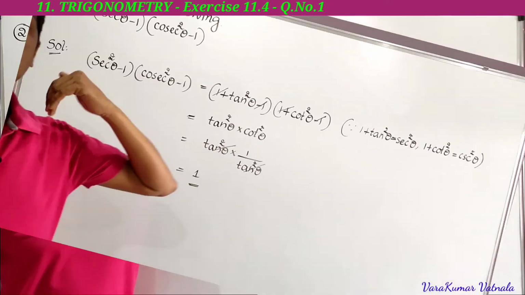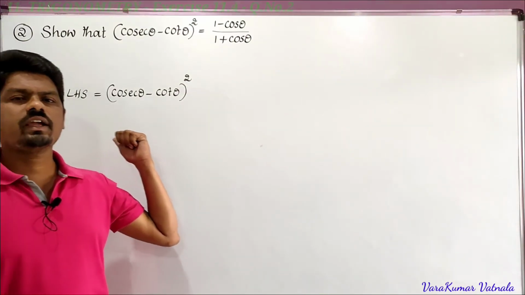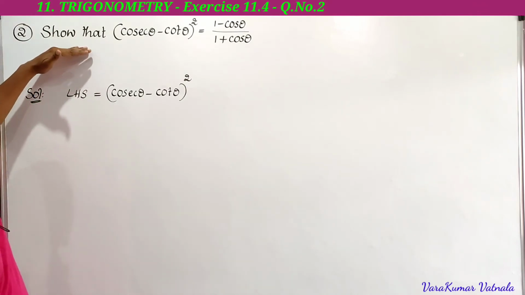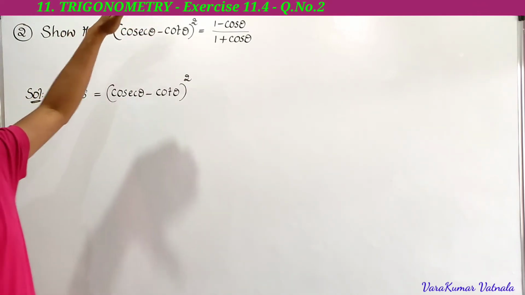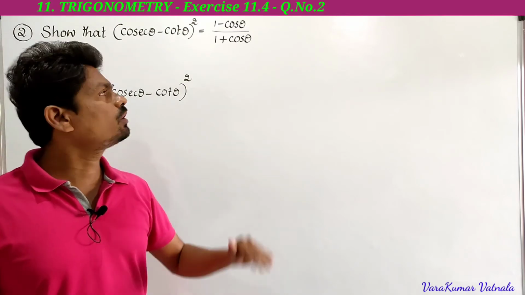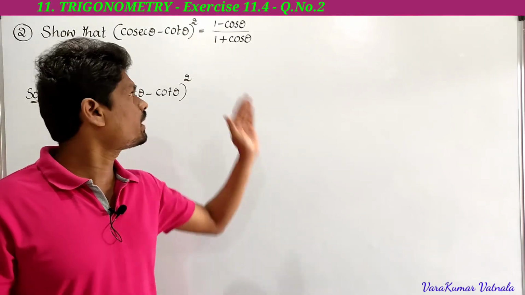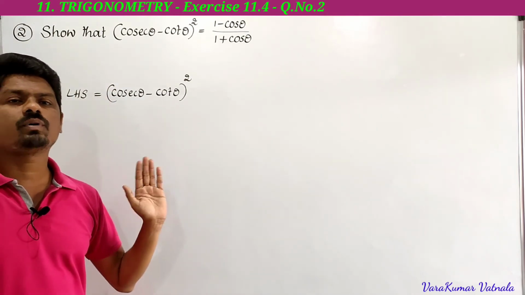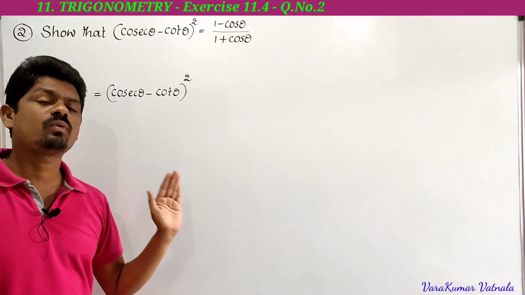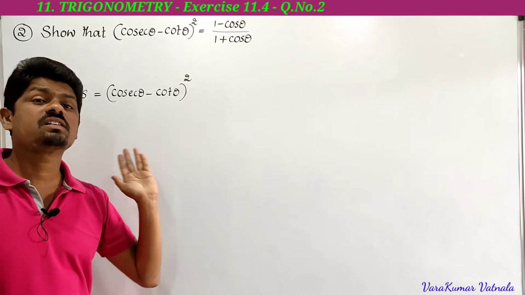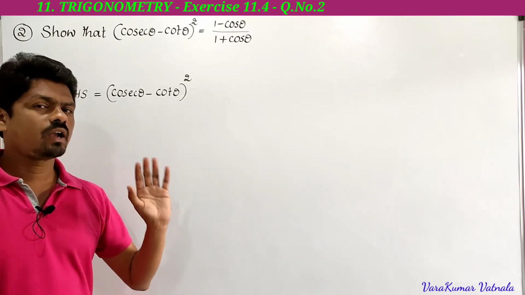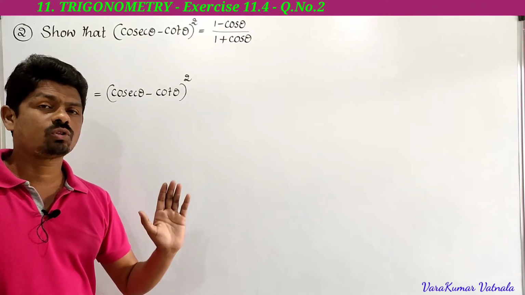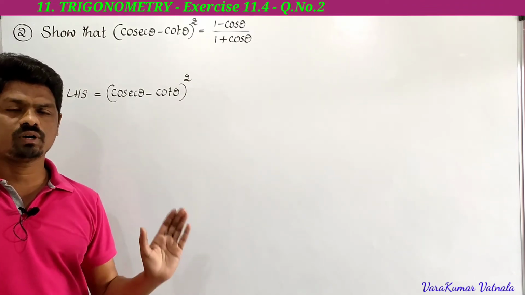Next we have to solve the second problem. This is the second problem in exercise 11.4. See here what it is asking. Show that (cosec theta minus cot theta) whole square equals (1 minus cos theta) by (1 plus cos theta). These problems are very important. Definitely you can get one 4-mark problem from exercise 11.4. And not only the problems given in exercise 11.4, you have to go through the examples also, very important.